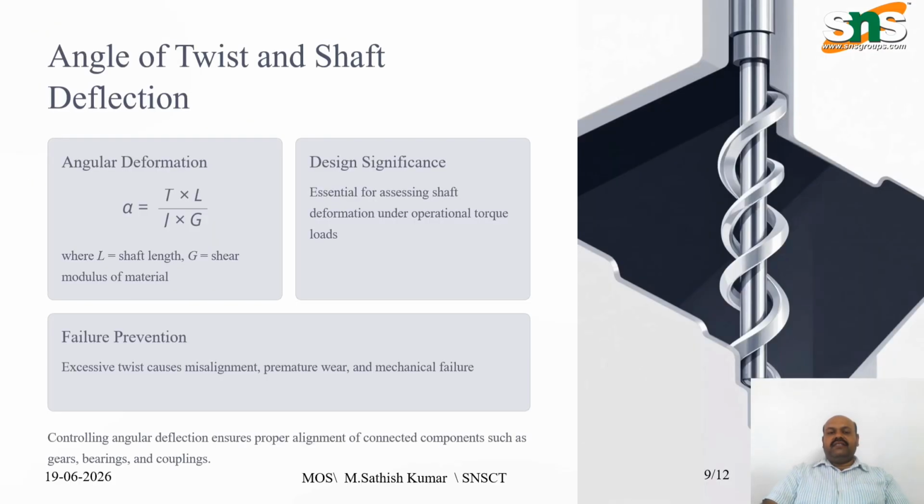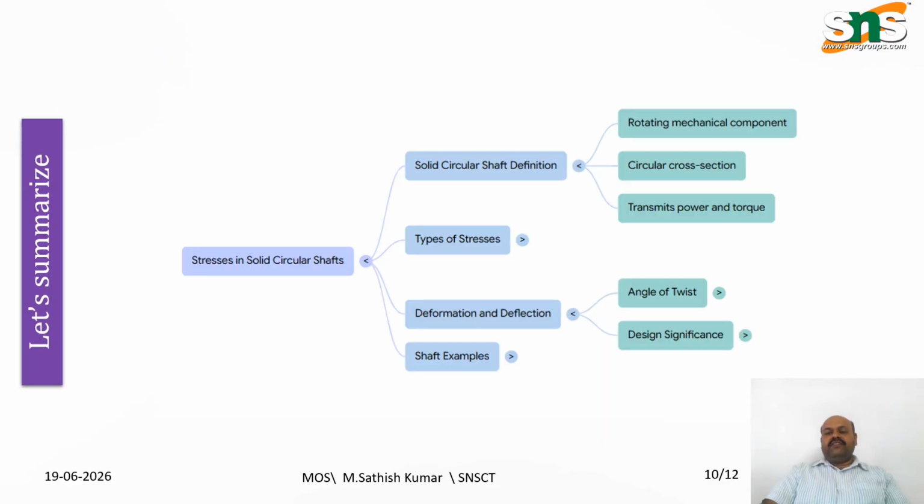So angle of twist and shaft deflection, so alpha is equal to T into L divided by J into G. So this is the formula for angular deformation. Design significance essential for assessing shaft deformation under operational torque loads. Failure prevention, excess twist causes misalignment, premature wear, and mechanical failure. So this is a small mind map of all the things we have seen in this stresses in the circular shaft. I hope you all able to get it.